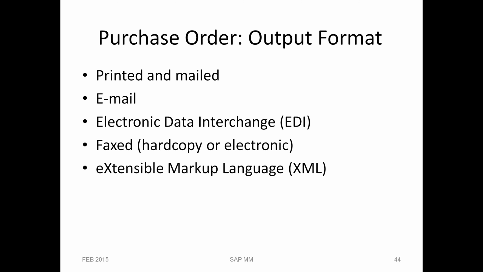Then output format. That means basically you can send the purchase order to different vendors. How do you want to send the purchase order to the vendor? Do you want to print it, or do you want to send it by email? You want to send it by EDI, that is electronic data interchange, or you want to send the purchase order by fax. All those settings can be done, and the purchase order can be output to the vendor.